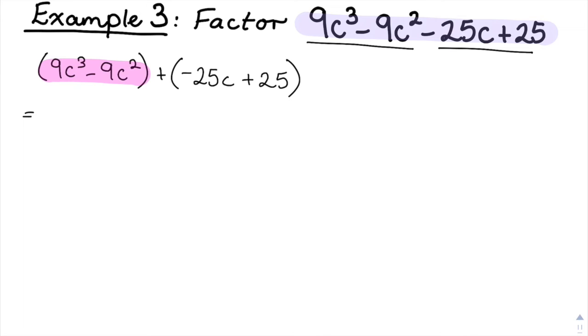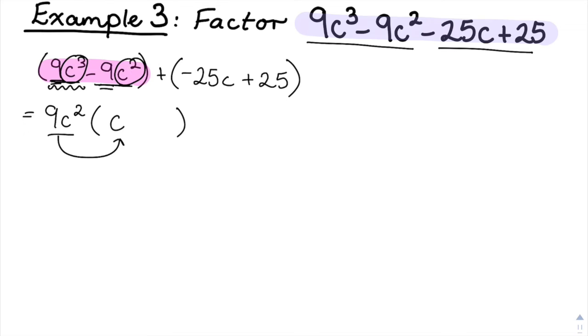The greatest common factor of 9c cubed and negative 9c squared is 9c squared. Open up a set of parentheses. 9c squared times c, or c to the power of 1, will give me 9c cubed. And then if I just subtract 1, 9c squared multiplied by negative 1 would give me the second term, which is negative 9c squared. On to our second set of parentheses.